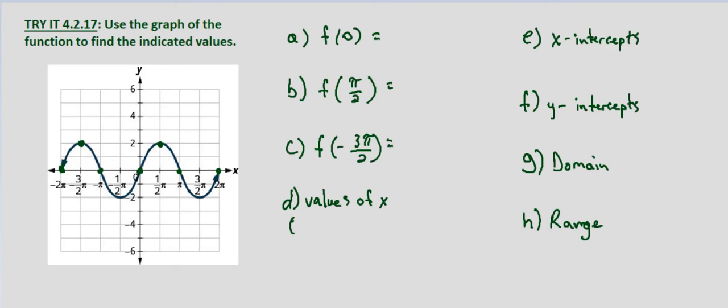I'll start at negative 3 pi over 2. X equals negative 3 pi over 2. And if you'll notice, I go down, and then I come up, and I'm at the same point that I started at as far as the y values are concerned. It's going to repeat that pattern infinitely in both directions. That's what the arrows at the ends of the curve indicate.